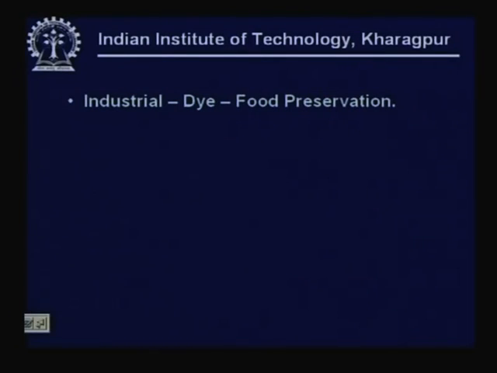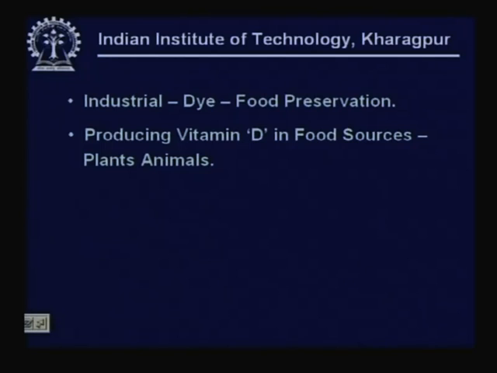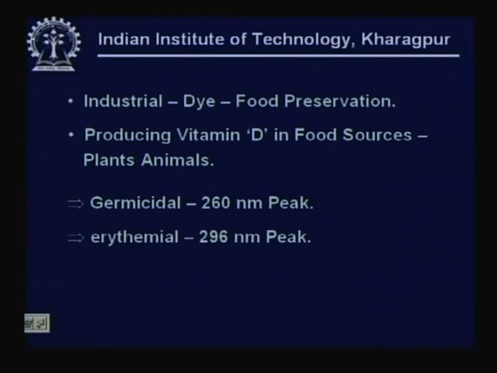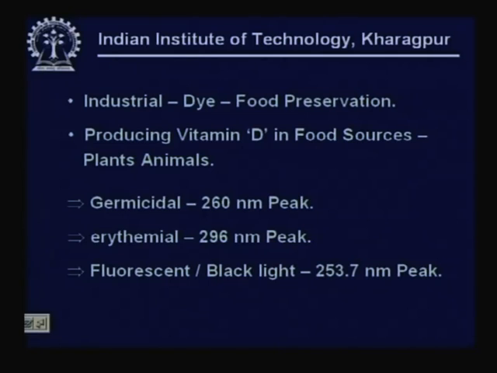Industrial dye and food preservation is done. In fact, it is believed the food preservation industry is able to preserve the food over long periods by subjecting it to these things, and the vitamin D production is enhanced by subjecting to small quantities of these things, and it is believed a peak of radiation centered around 260 nanometers is highly useful as a germicidal, and a peak around 296 nanometers is used as erythemal application, and 253, which is close to what we are using in your fluorescent lamps for illumination.